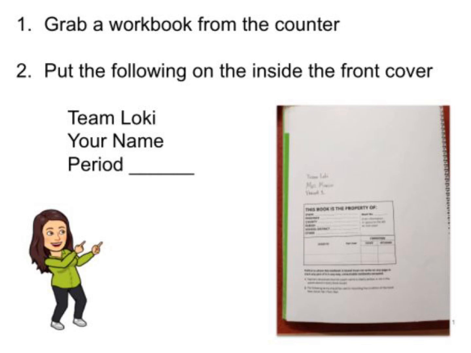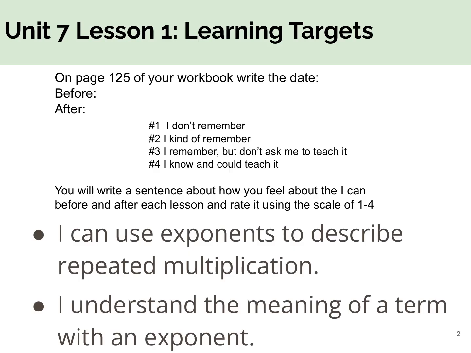Make sure that you have grabbed Unit 7 workbook, and on the front page you need to go ahead and put in Team Loki, your name, and then also the class period, because this makes it so that it goes back to you, because everyone in the whole entire school has the same color of workbook, 6th, 7th, and 8th. So make sure you put your name on it, Team Loki, and then the class period, and it'll come back to you.